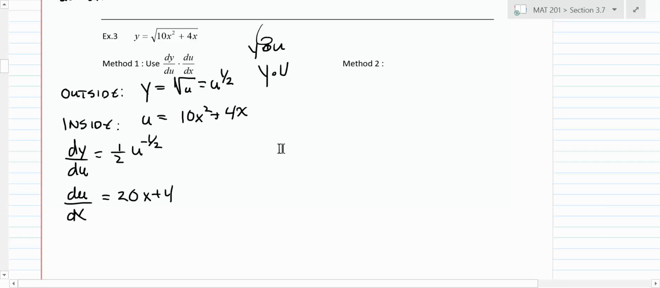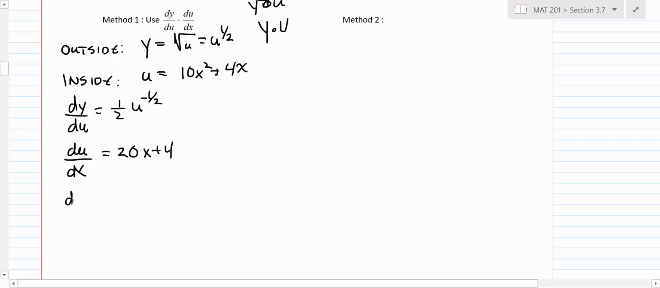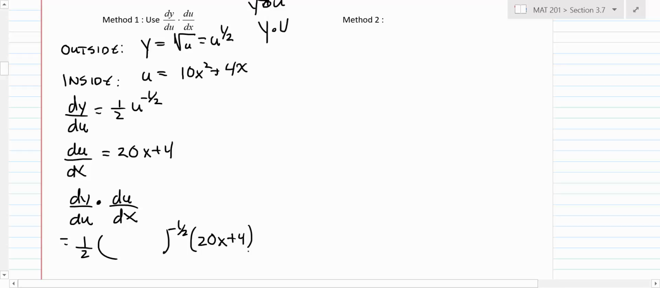Okay, so we got that. Now, what you would do here is when you put it all together, you're going to do dy/du, and then multiply that by the derivative of what's inside, du/dx, like that. So that's going to give 1/2 something to the negative 1/2. I'm not going to put u there because I have to plug back in. Then I have 20x plus 4, okay? And u was this thing, so that goes back in there. So this would be your derivative.